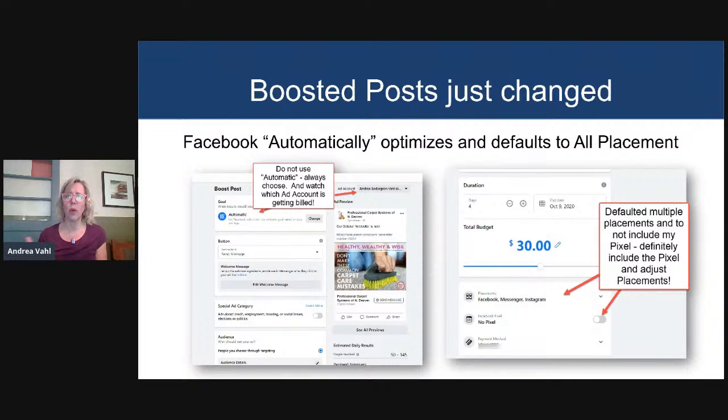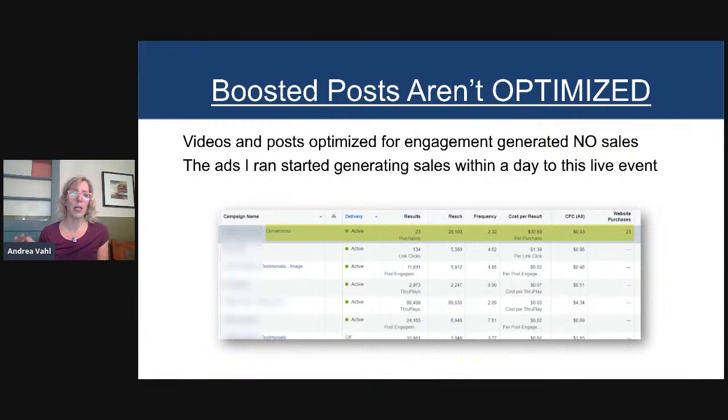Sometimes you can't even choose the right optimization that you want from the boosted post, and you're going to get much better results from using the ads manager. And the other thing that's a problem with this is that it defaults your placements to all placements. And again, you're advertising on Instagram when you don't even necessarily want to advertise your boosted post on Instagram. And oftentimes that gets terrible results over there and it gets a lot of engagement, but that's not maybe what you want. So boosted posts are not optimized correctly.